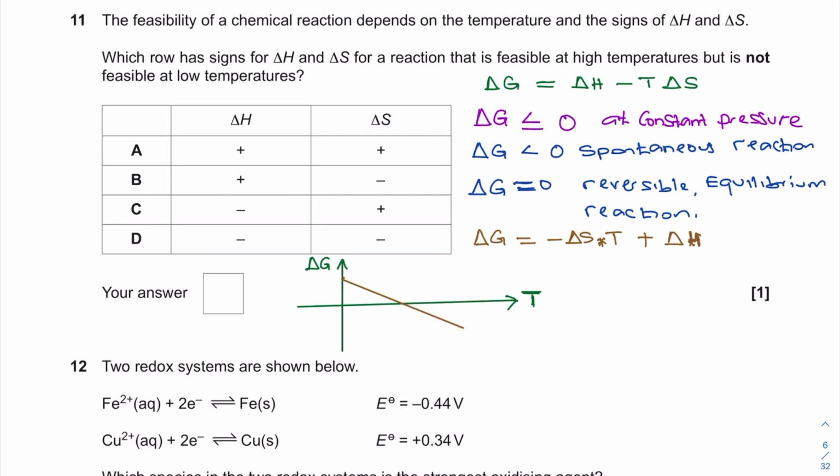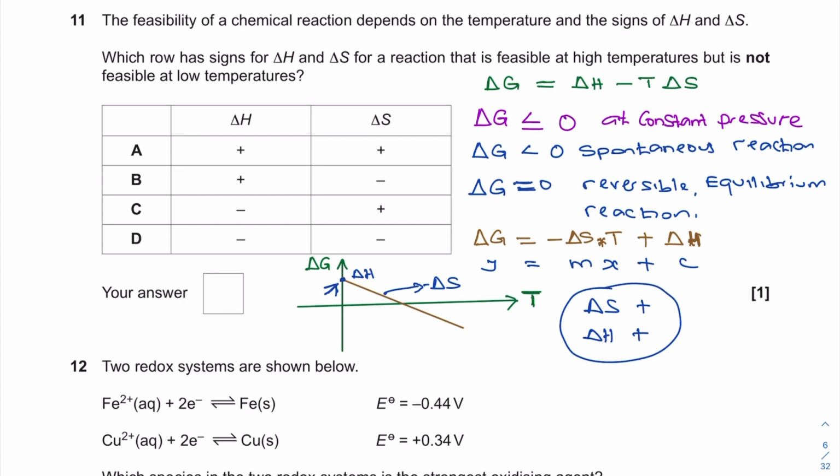Just to remind ourselves, this one is y equals mx plus c. So this point here is delta H, and the gradient of the graph is delta S, but in this case, it's minus delta S. So therefore, delta S must be positive. But we can also see that delta H, the intercept, is also positive. Therefore, these are the 2 points that we're looking for. And so we would say that A is the correct answer, which I'll circle, and I'll write A here.